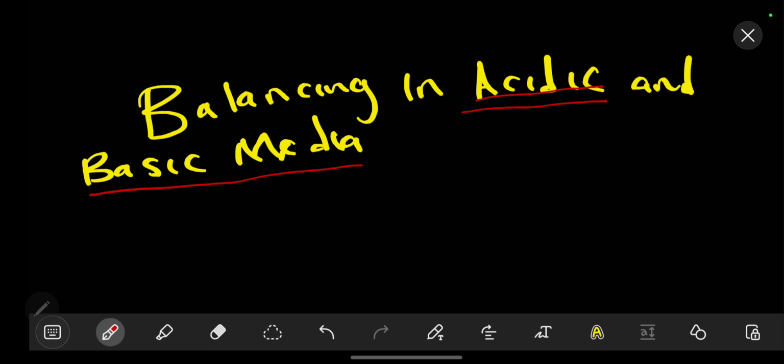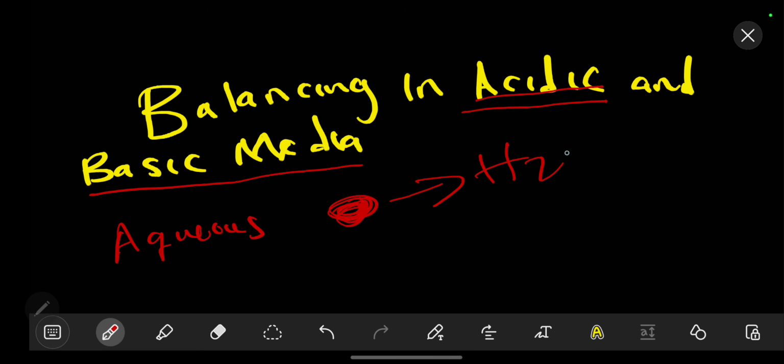Now remember, these reactions are occurring in aqueous solution, meaning to say water is ever present, they are dissolved in water. So that means to say what we are going to be doing is that to an equation we are going to be adding water, because water is readily available and it's dissolved in water. So one of the things we are going to be doing, we are going to be adding water.